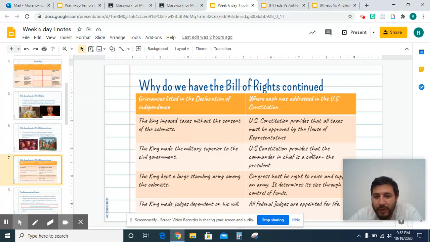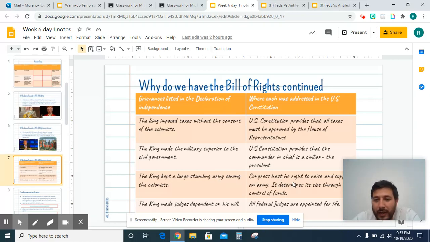So in the Constitution, this is what they did. The commander in chief is going to be a civilian, the president. So in our case, Trump is our president. Okay. So the next one, the king kept a large standing army among the colonies. So this is kind of the same thing. The king had the army with weapons, and basically they were kind of suppressing the people there.